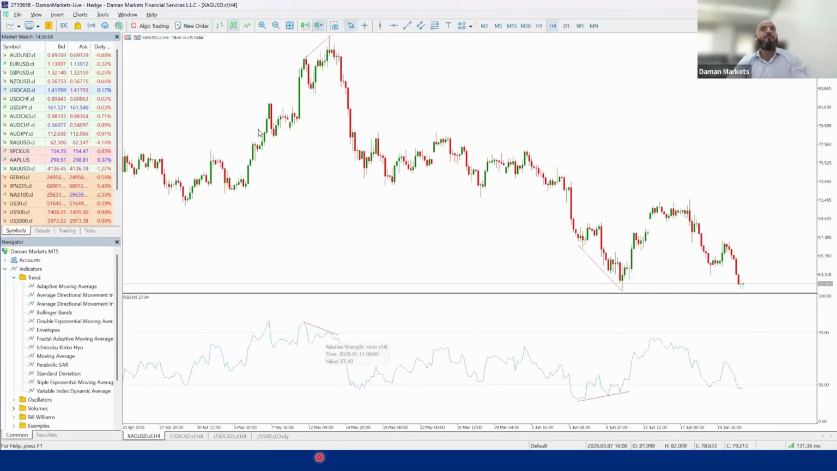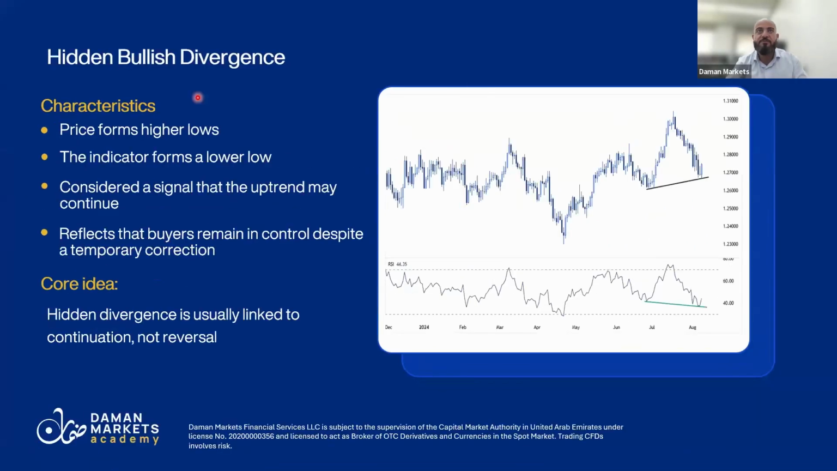Both against the trend, because here we were selling and the trend was upward. It's very risky. And here it gave us a buy signal, but the trend was bearish. That is why I don't like classic divergences a lot. I prefer hidden divergences. What is a hidden divergence? A hidden divergence allows us to trade with the direction of the trend.